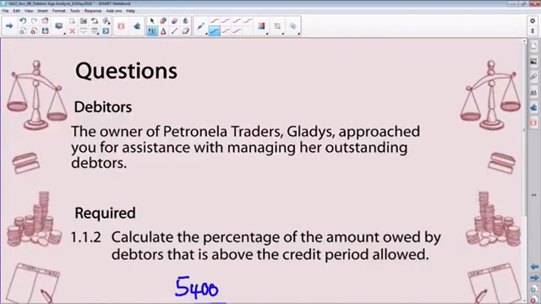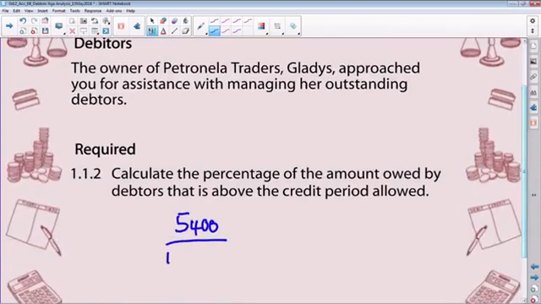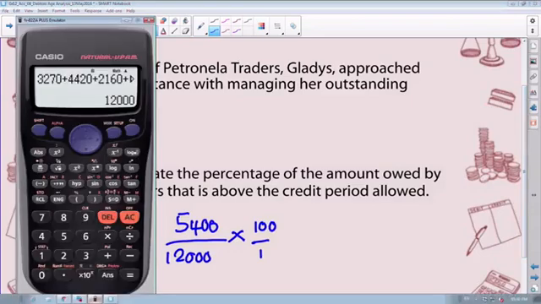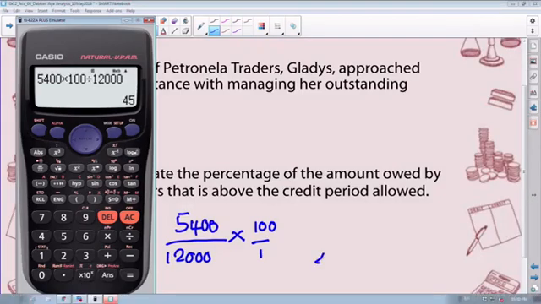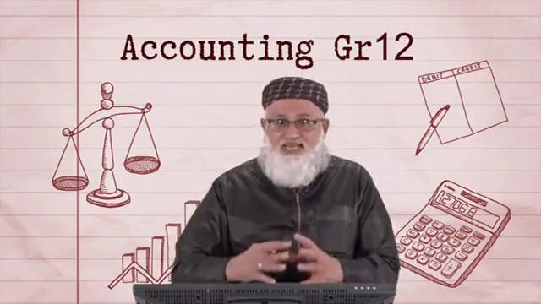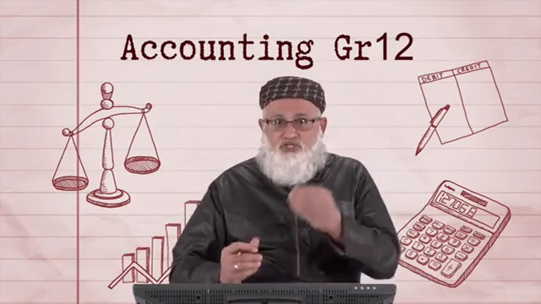Okay, so now 5,400 over 12,000, express it as a percentage, times 100 over 1. So we say 5,400 times 100 divided by 12,000, and my answer would be 45%. So clearly you can see that 45% of your debt is beyond the terms that you have allowed to your debtors. It means that percentage of your debt is not in compliance with what you are expecting your debtors to pay you.